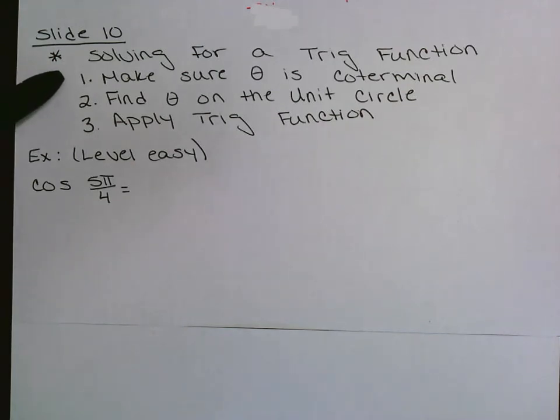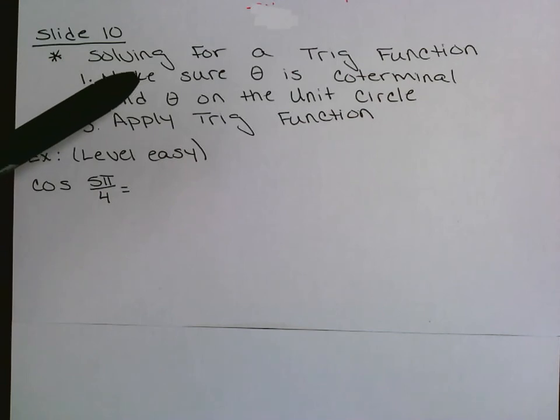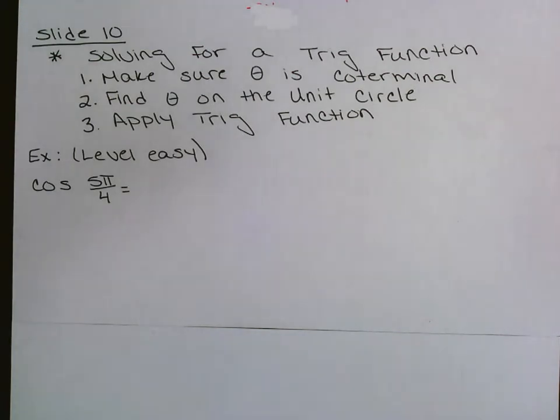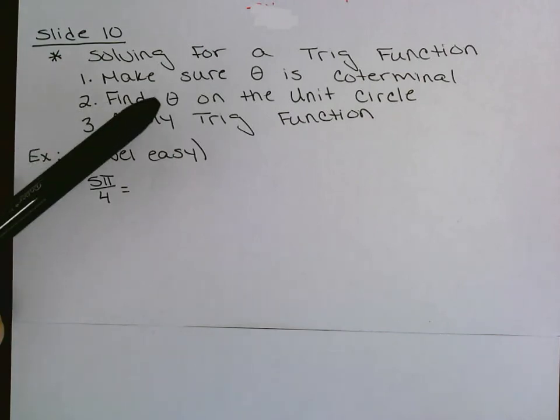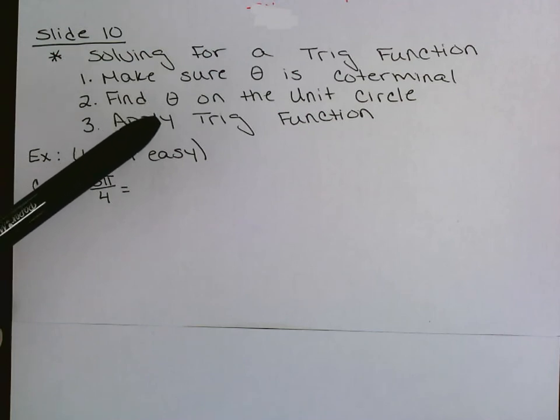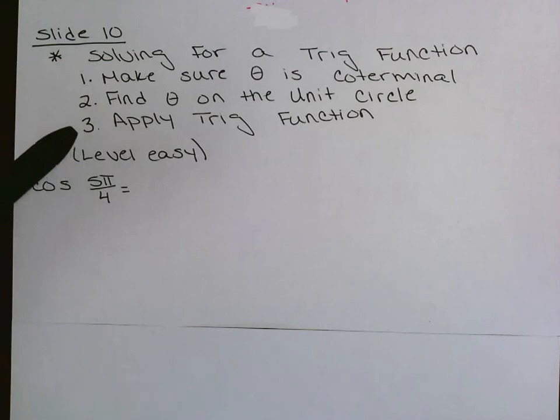Step 1 is to make sure that theta is coterminal. A reminder that coterminal is a value of theta in between 0 and 360 or 0 and 2 pi. So if the value is too big, you subtract 360 or 2 pi. If it's negative, too small, then you add 360 or 2 pi. Once you make sure that your value is coterminal, then you find theta on your unit circle. Feel free to have your unit circle next to you now as we do these problems. And then step 3 would be to apply the trig function.